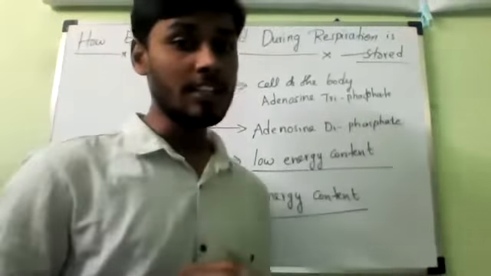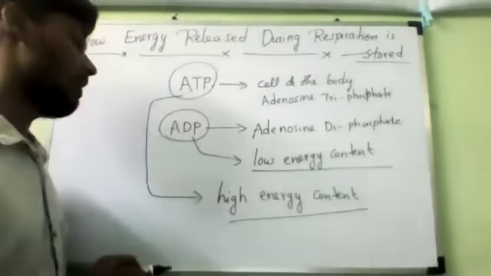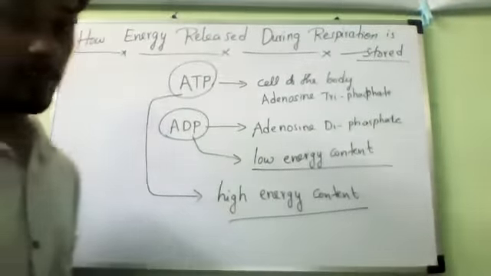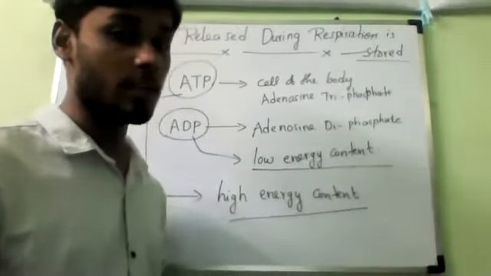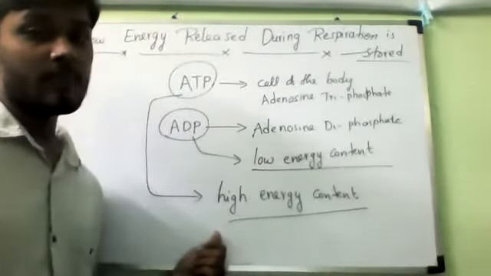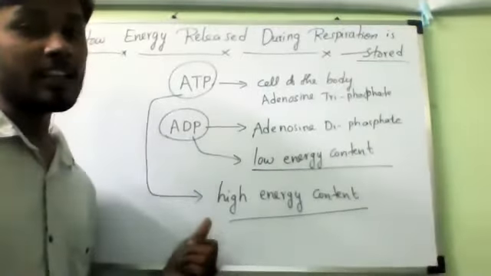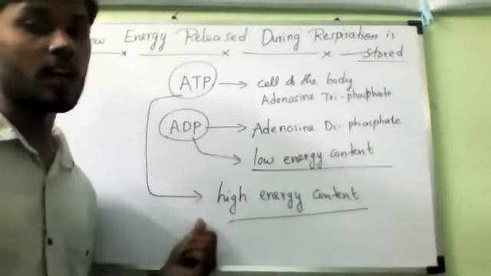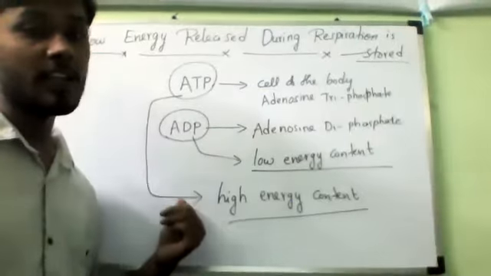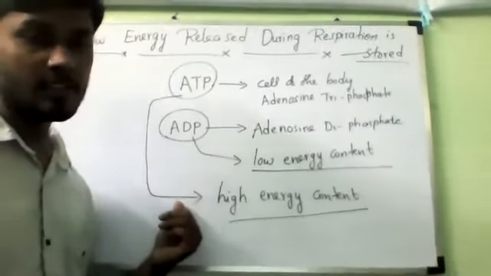Now, once you understand this, we will go on to the energy release from ATP and ADP. One more thing you should remember: ATP and ADP are inorganic phosphates. They are present in the cells.